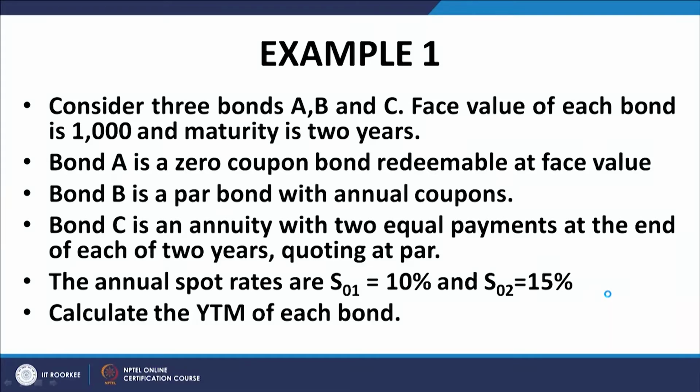The spot rates corresponding to 1 year maturity, that is, if you invest as of today for a 1 year deposit is 10% and if you invest for a 2 year deposit you get an interest rate of 15%. You have to work out the YTM of the 2 bonds.